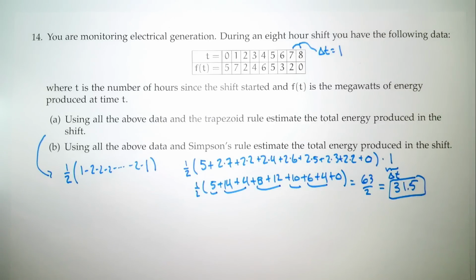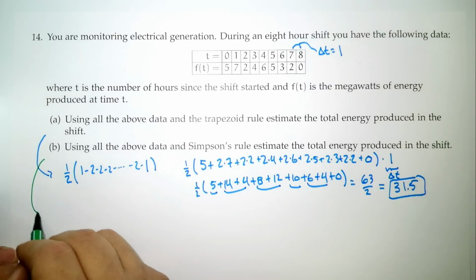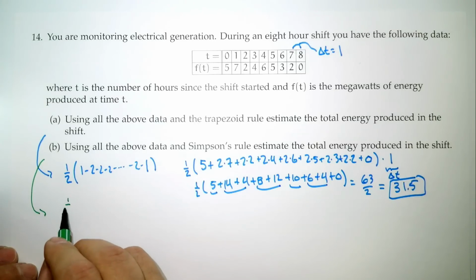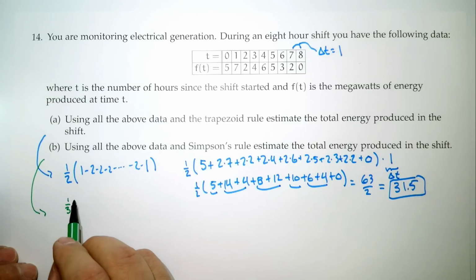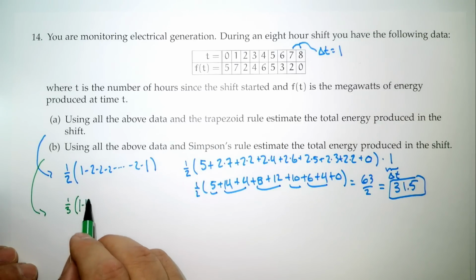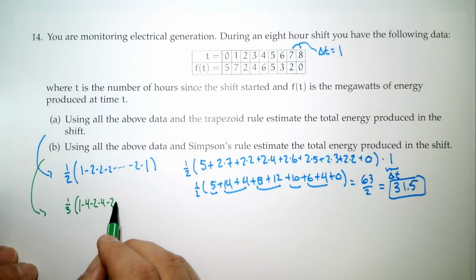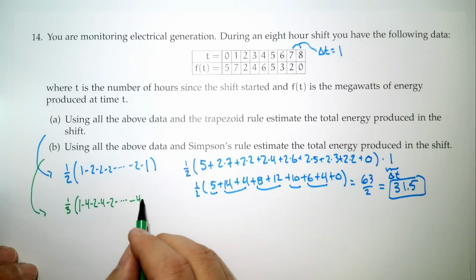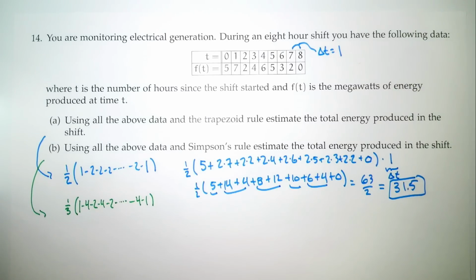So that's part A. Now for part B, it's a similar process, but it's a little bit different in the scaling. So the pattern is you scale by 1/3, but then it follows a different pattern. The pattern is 1, 4, 2, 4, 2, and we end with a 4 and a 1. So essentially every other one gets a little bit of a boost. So that's how it works for Simpson's rule.